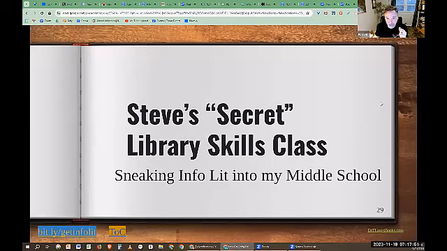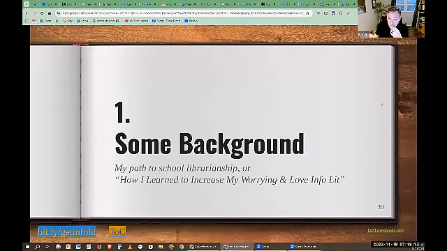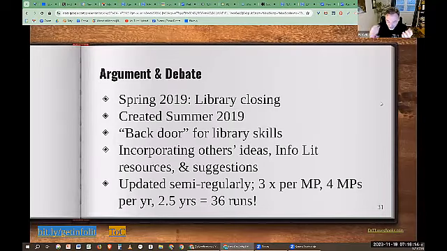So all of this is kind of growing out of a course that I ended up creating for my middle school kids. I call it my secret library skills class because it wasn't really supposed to be about information literacy skills, but that's what it ended up being about. The class was called Argument and Debate. And I had my supervisor for English come to me a couple of years ago and say, hey, we're going to create a new class called Argument Debate. We'd love it if you would write it and give us some ideas because we know that you know a lot about this stuff. I was like, okay, great.